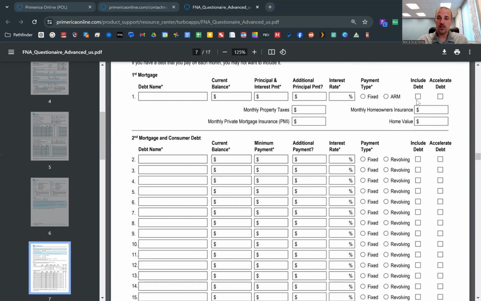And then you're going to want to include it in the debt and hit accelerate debt when you enter this into the system. We'll show you that in the next training. But you want to figure out what the principal and interest payment is. Put that here. And then again, if they have any extra.